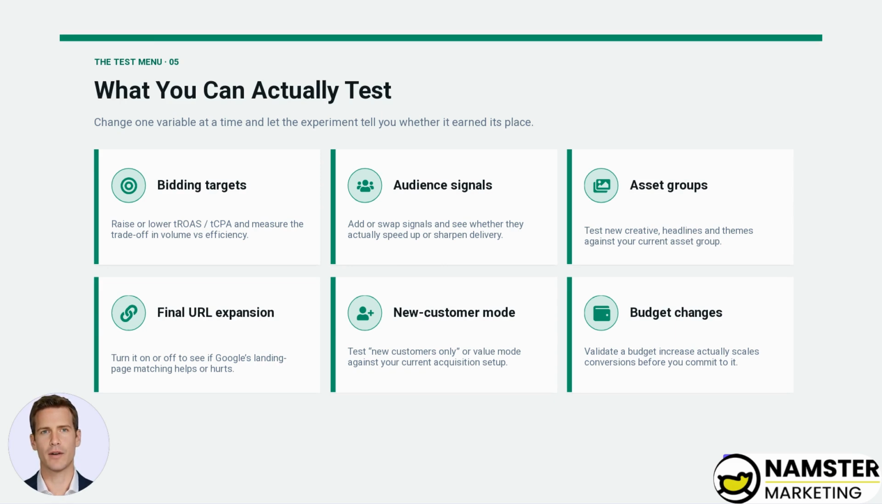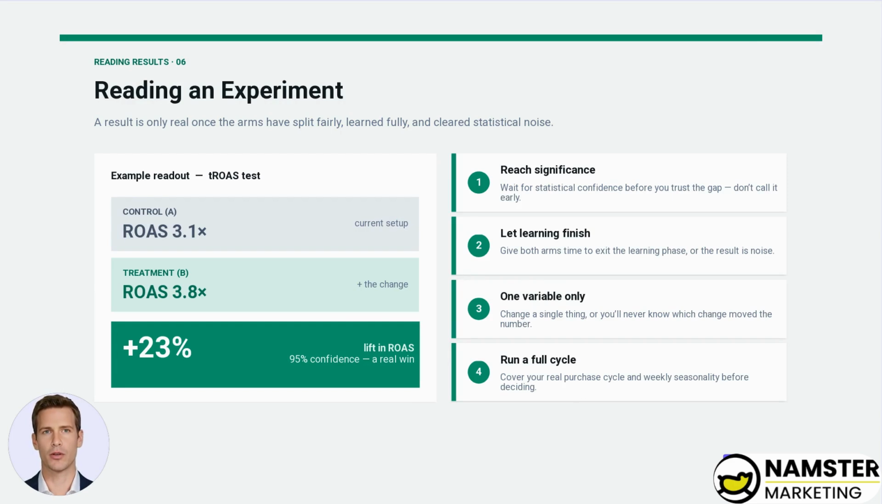Fourth, you can evaluate final URL expansion to see if Google's landing page matching is truly helping or hurting your conversion rate. Fifth, you can test new customer mode to see if prioritizing new acquisitions provides better long-term value than your current setup. Finally, you can validate budget changes, ensuring that an increase will actually scale conversions before you commit the additional capital. By changing only one variable at a time, the experiment tells you whether that change has truly earned its place.